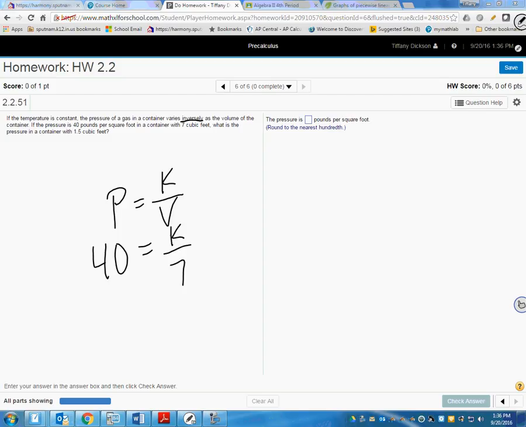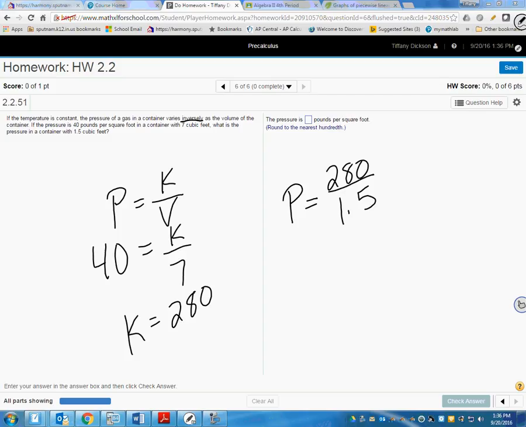And then you solve for K. So if you multiply 7 over there, you get that K is 280. But again, you're not going to plug 280 in there because they don't ask you what K is. They ask you what is the pressure in a container with 1.5 cubic feet. So now you can set up the problem where K is 280, and you set up the volume as 1.5 cubic feet.